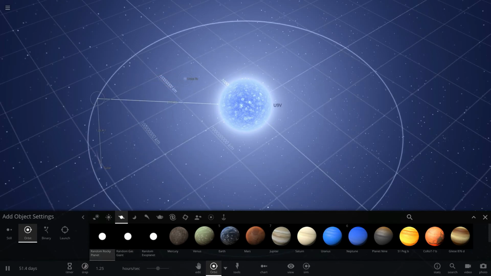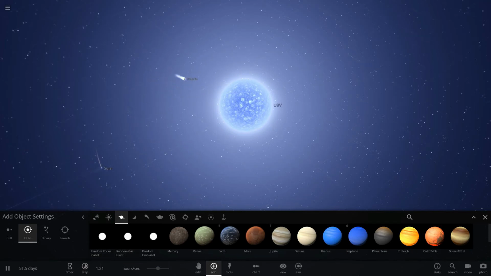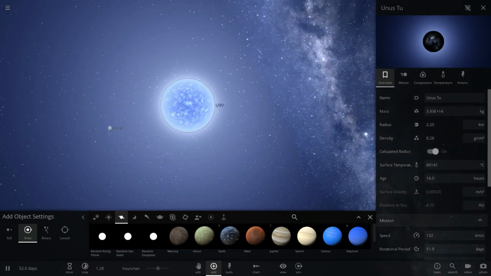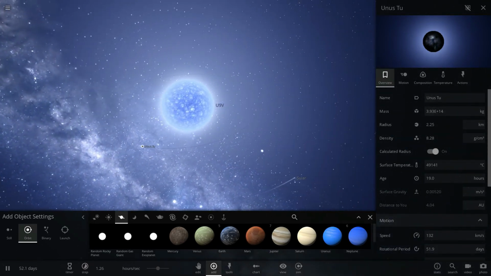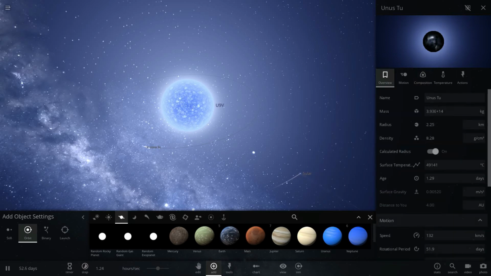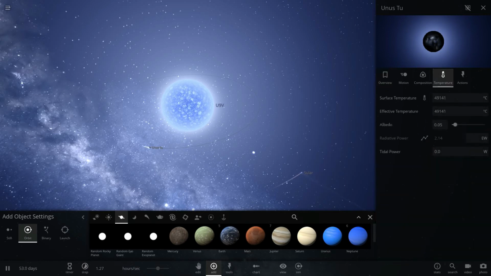What if we put a rocky planet around? The rocky planet just kind of explodes. The rocky planet just kind of melted into a ball of molten iron. It says it's a gas, but I mean, yeah, what?